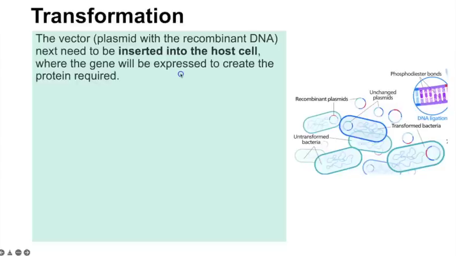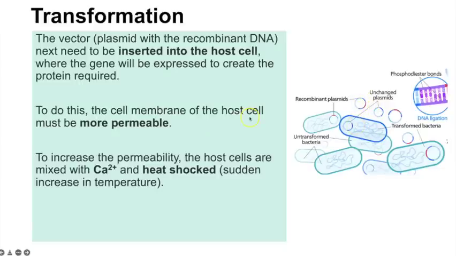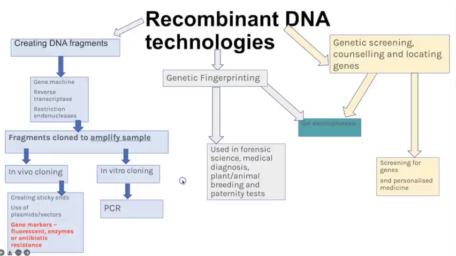The next step then is getting that vector into the host cell where you want the gene to be expressed. So to do this, the cell membrane of the host cell must be made more permeable so that we increase the likelihood of these plasmids being able to move into the cell. Now to do that, you can mix calcium ions with the host cell and heat shock the cell. And what that means is you have to have this sudden increase and then decrease in temperature. That affects the permeability, and therefore the vector is more likely to enter the host's cytoplasm.